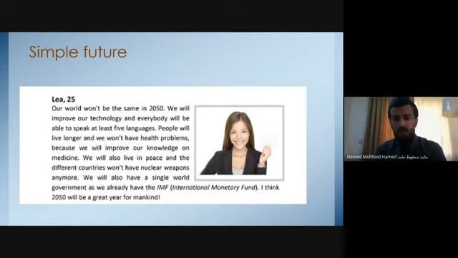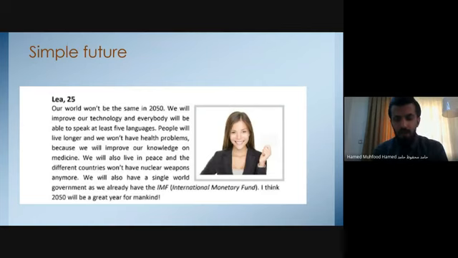Yes, so this is according to Lee. That's right. She says that we will have improvements in technology and medicine, and of course, we will not need wars. We will live in peace, and we won't have nuclear weapons anymore, because we will have a single world government. So this is according to Lee.